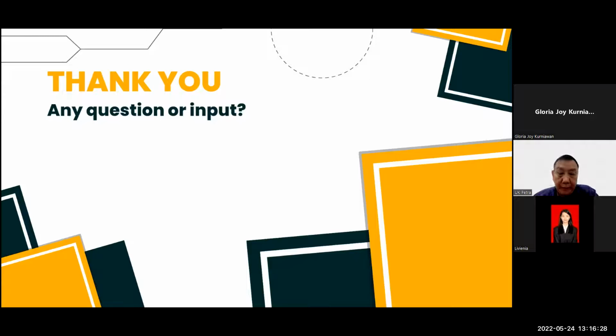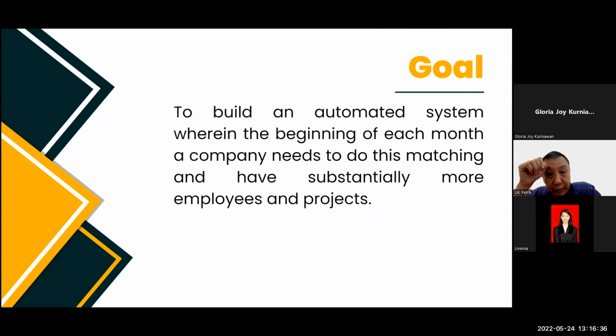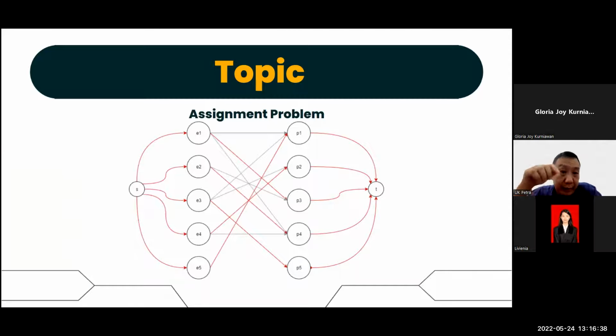Okay, very good. My question: can you show me the diagram again from a while ago? Between E and P, is there any weight or any cost, for example, or any distance or direction?